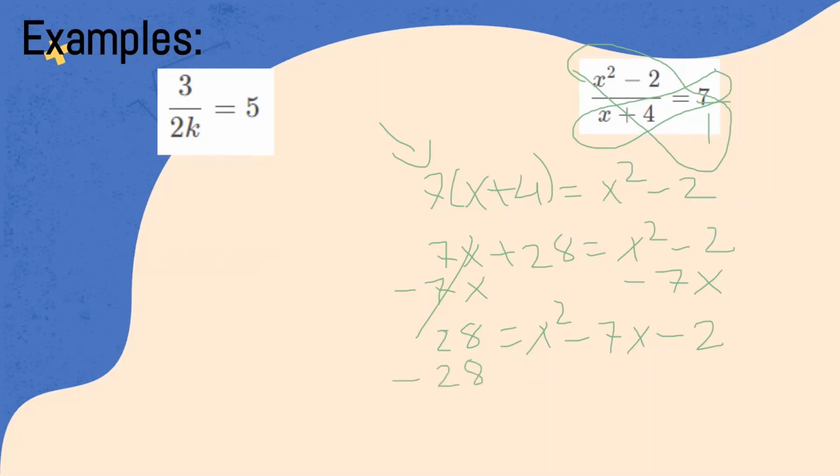That it will be 0 on both sides. It's not going to be 0 on both sides, but one of the sides is going to be 0. On this side, it's going to be 28 minus 28, which is 0, is equal to x squared minus 7x. What is negative 2 minus 28? Negative 30. And once you do that, you're supposed to do what?